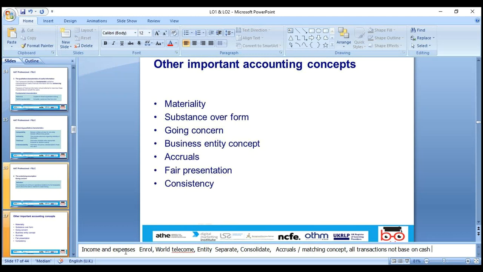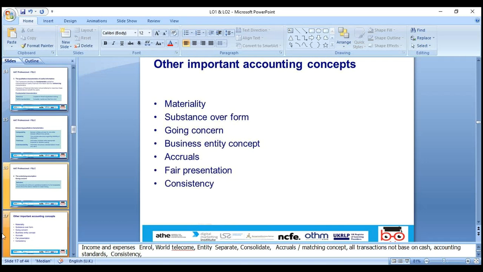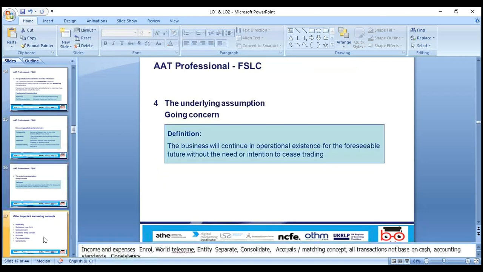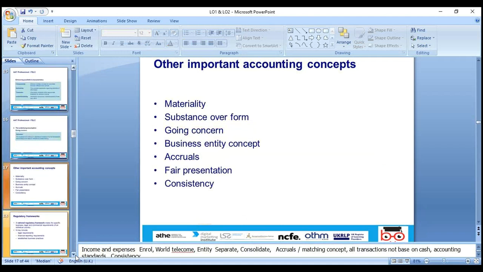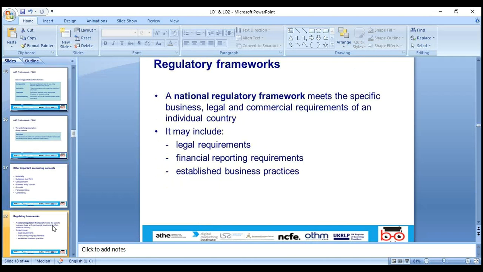So we record all transactions not on the basis of cash, but on the basis of when the transaction happened. Fair presentation: the information always needs to be fair, in that we follow the accounting standards, which we will go through. And consistency: we always need to be consistent in terms of the period of the published accounts. So we should focus on consistency. Anybody any question?